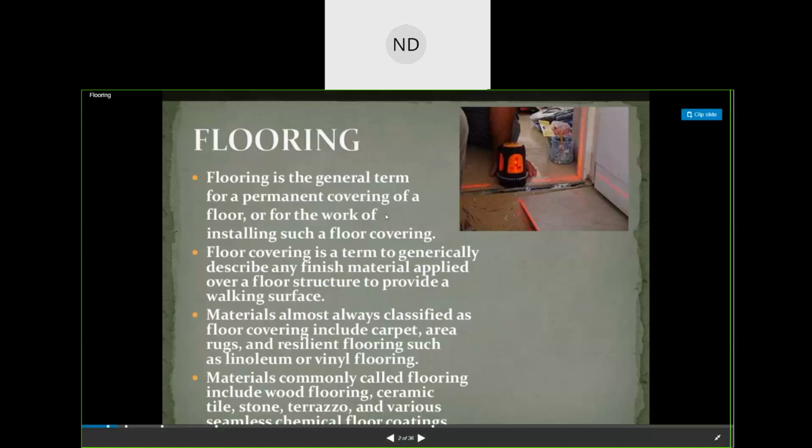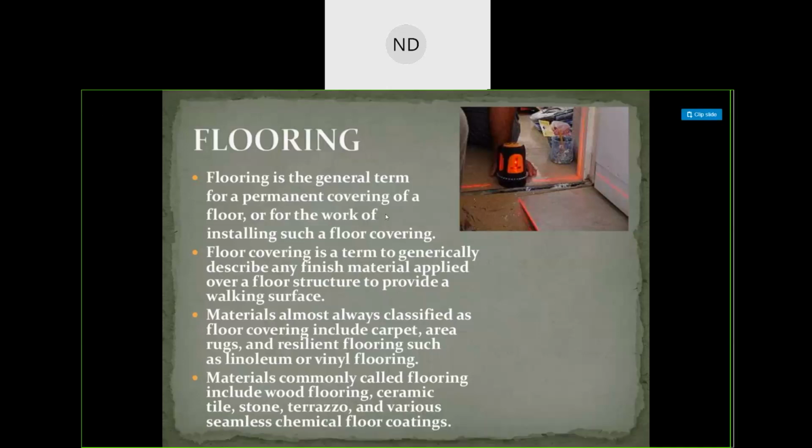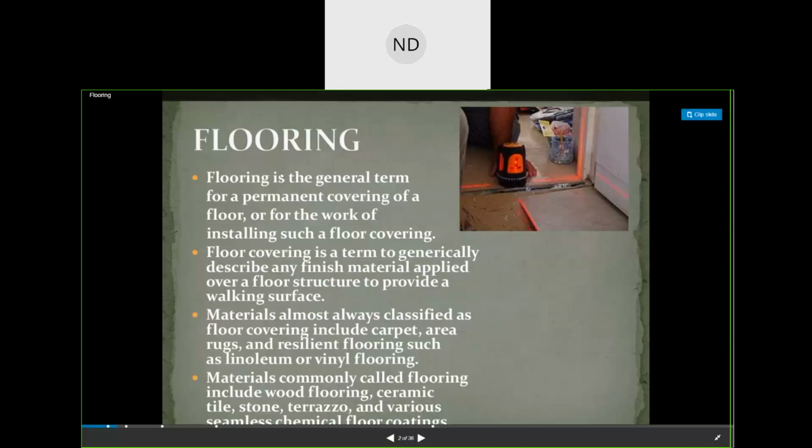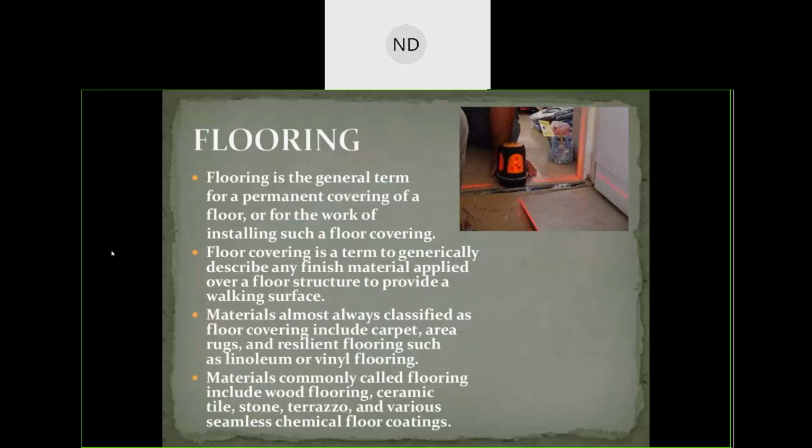So in construction practices, next we are going to talk about the flooring system. So, what is a flooring system? Flooring is the general term for a permanent covering of a floor, or for the work of installing such a floor covering. We know what flooring is.